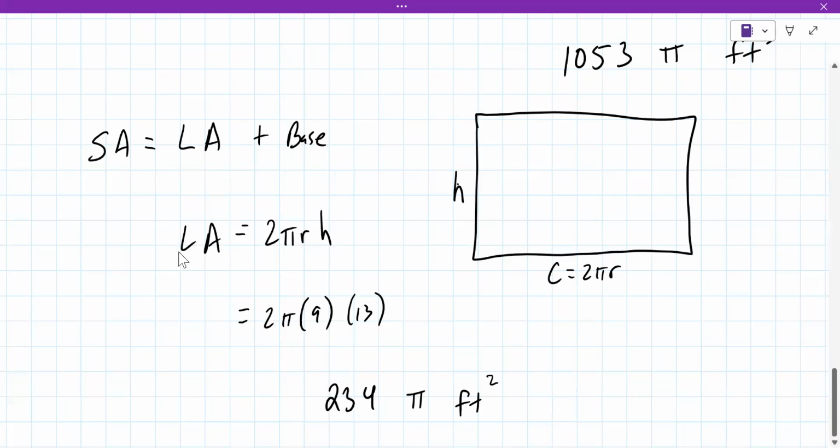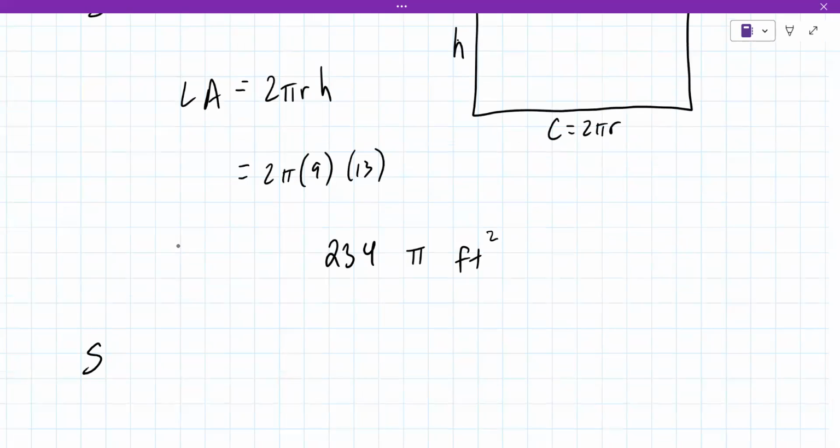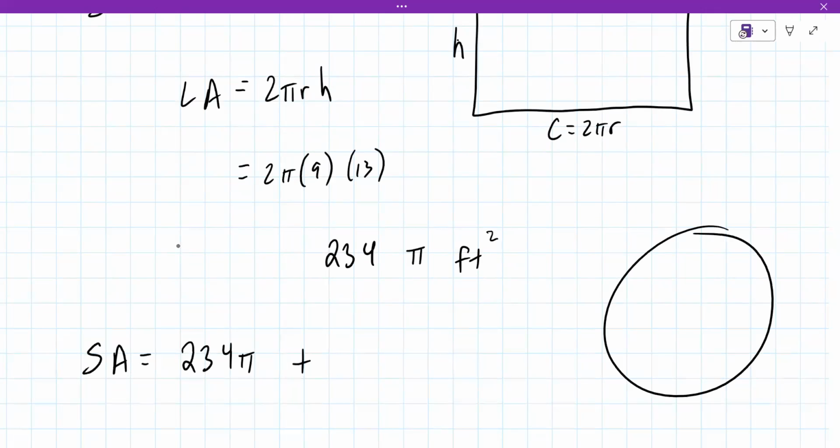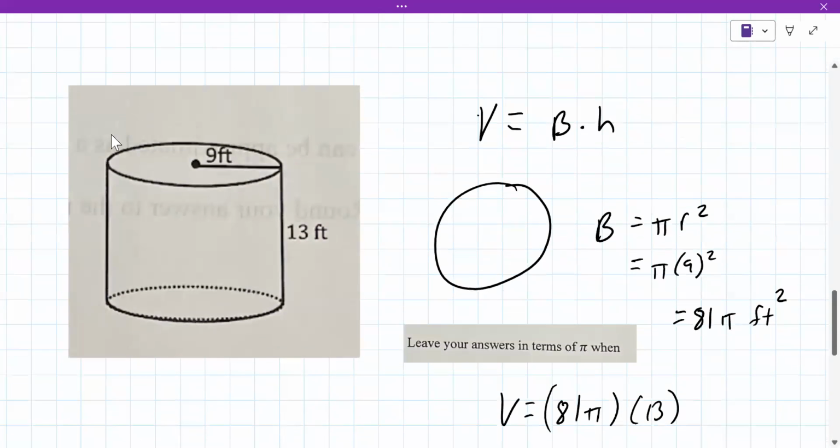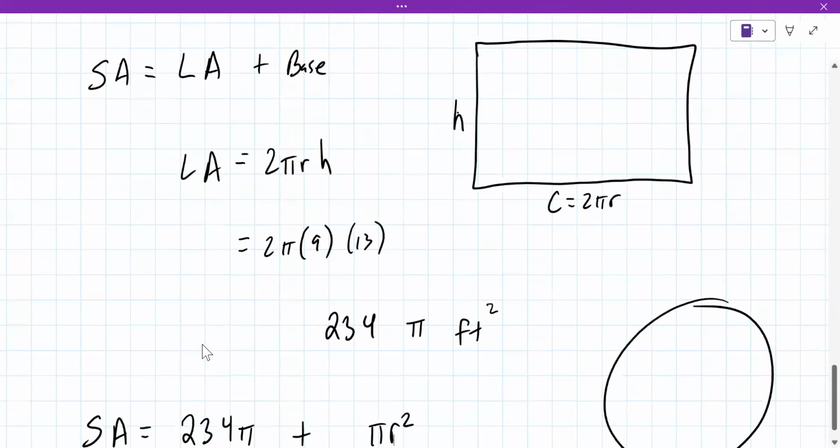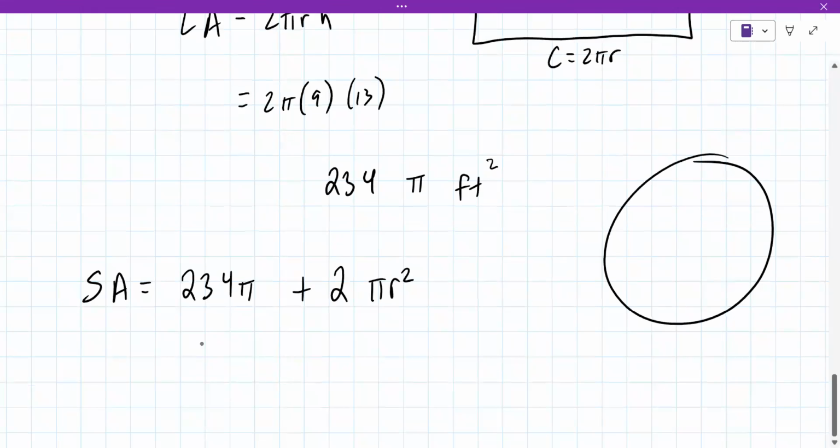Now that's just the lateral area. The surface area requires you to take the lateral area, 234 pi, and add to it the area of the bases. The area of a circle is pi r squared. How many circles do you see in the cylinder? You don't see a circle on the top and then the bottom? Oh, two. So 2 of them.